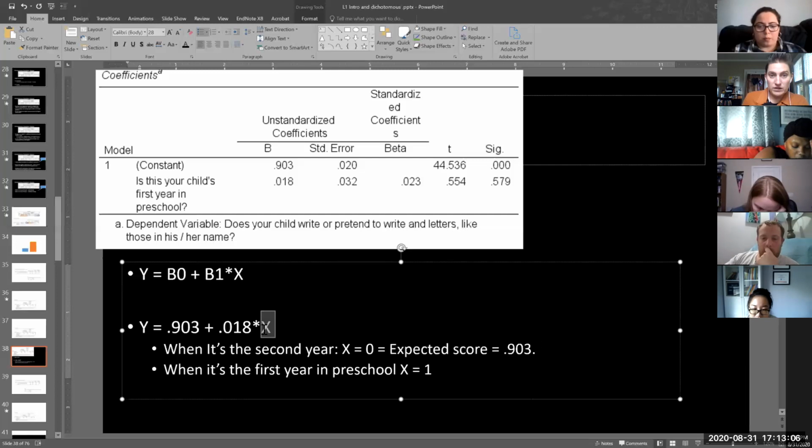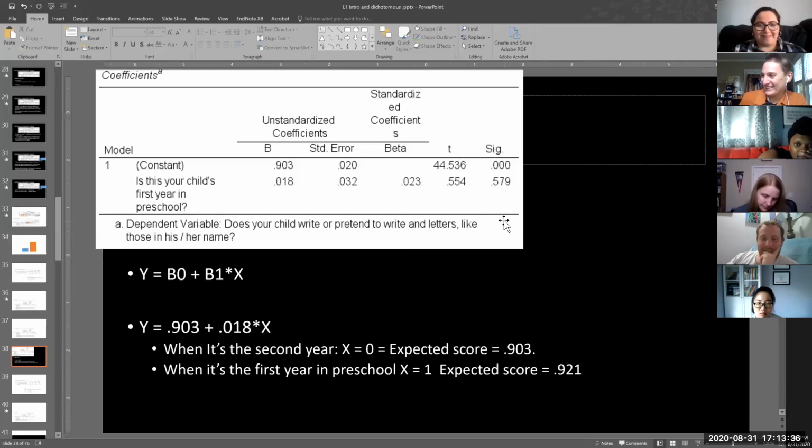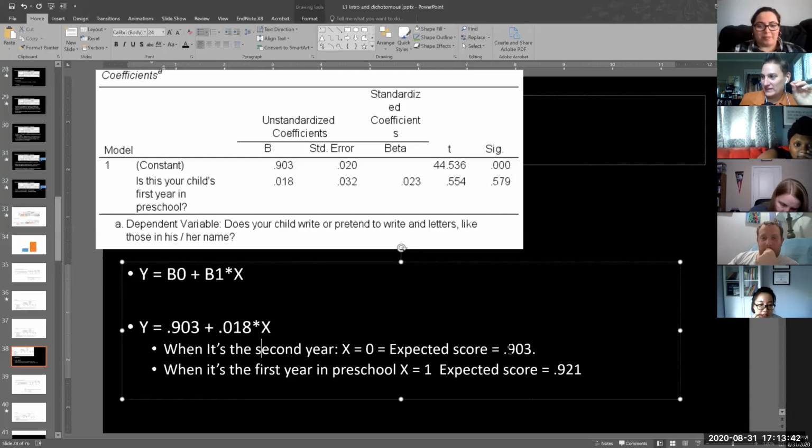For this one, when X equals 1, I'll plug in a 1 here. So the expected score will be equal to 0.903 plus 0.018, which is 0.921. I'm so bad at math. I can't add anything together. All right. So that's where I get those 2 responses.